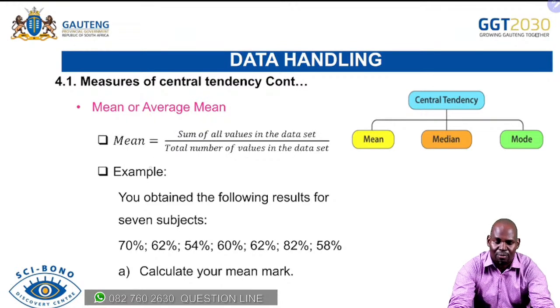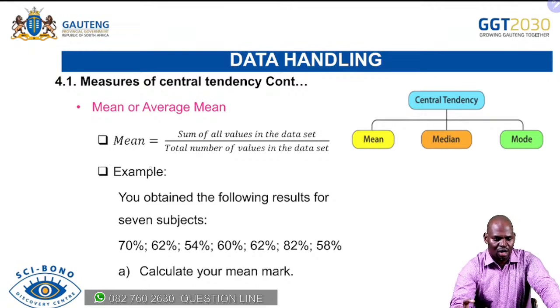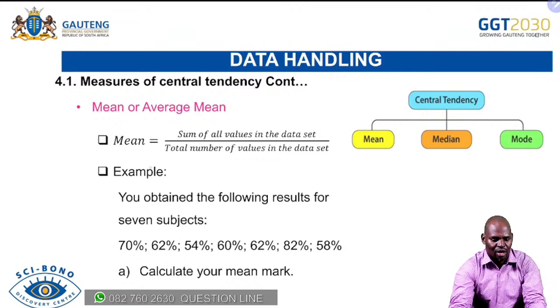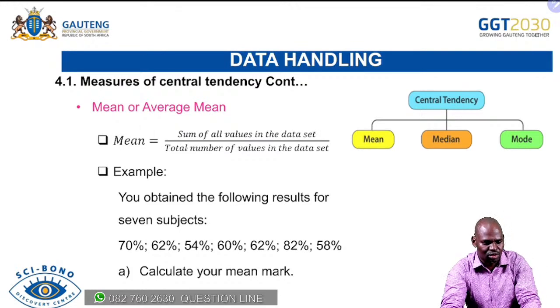Okay, let us look at the example. Let's say you obtain the following results for 7 subjects. Most of you are doing 7 subjects, of course. Then we need to analyze the results. We want to make the results very simple, so that maybe we need to show it to your parents, or we need to show it to your school principal to see how your performance is. So your educator might calculate your mean, or your principal might say, what is the mean of all the subjects? Okay, now how do you calculate the mean? Like we said, the mean is sum of values divided by the total number. So for this one we need to add.